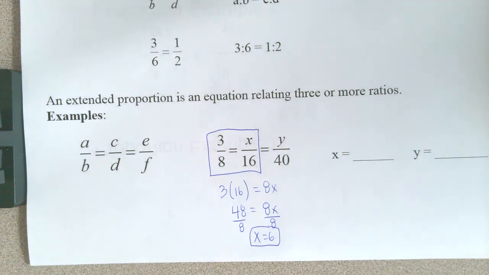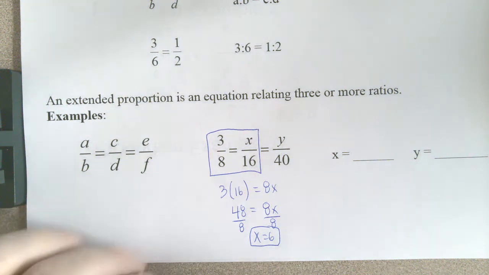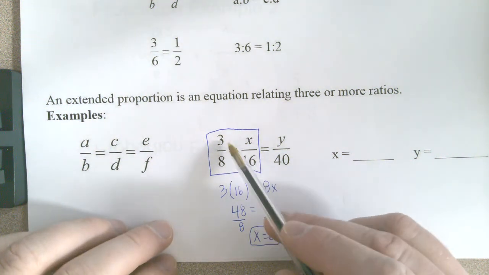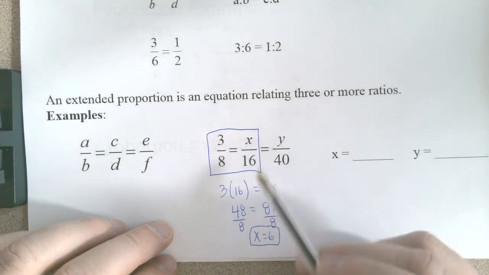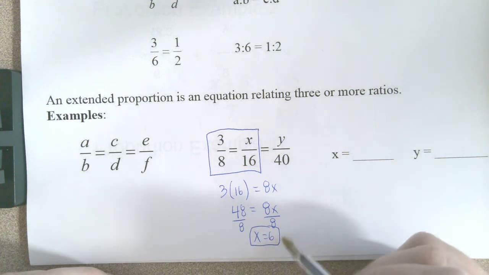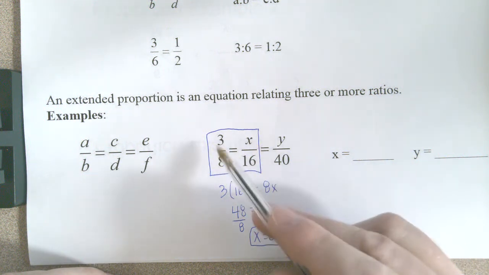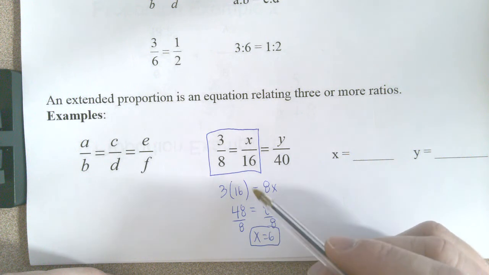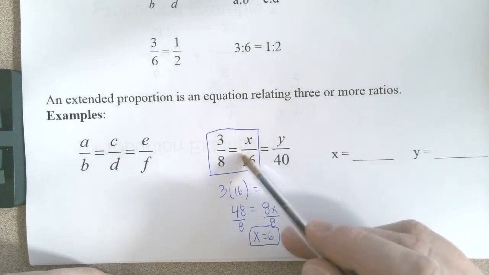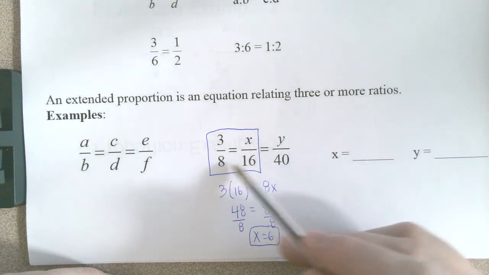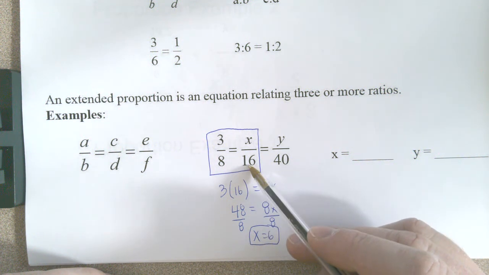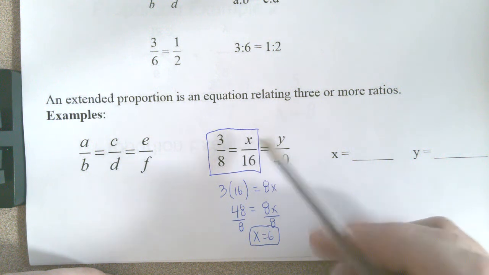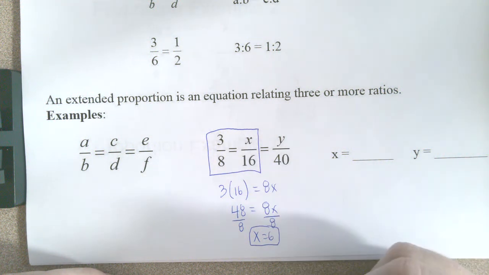Now somebody last period raised a good point here. They said, well, if I know that 16 is twice 8, can't I just take 3 and multiply it by 2? And the answer to that question is yes, you can. But I think doing the cross multiplication will always work. If this number 16 were an odd number, like let's say 15, the relationship between 8 and 15 is not quite as easy to determine. So doing the cross multiplication is probably the best thing.